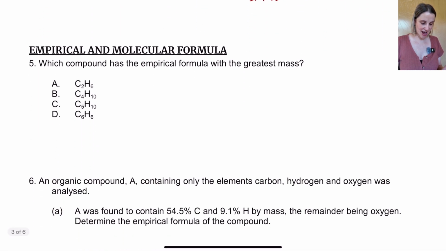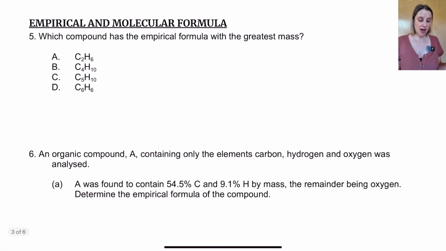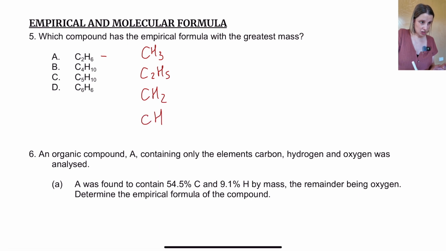Okay, let's move on to empirical and molecular formulae. So empirical formula just means the simplest ratio of atoms. So what we're looking at here is if we made all of these into empirical formula, the simplest ratio or the lowest common factor. You've got CH3 for this first one, C2H5 for B, CH2 for C, and then CH for D. So we're just looking at how they cancel down. It's asking for the empirical formula with the greatest mass. So the answer is definitely B, because that's the only one with 2 carbons in it, and that's the heaviest atom. So that's a nice quick multiple choice if you know what you're doing.